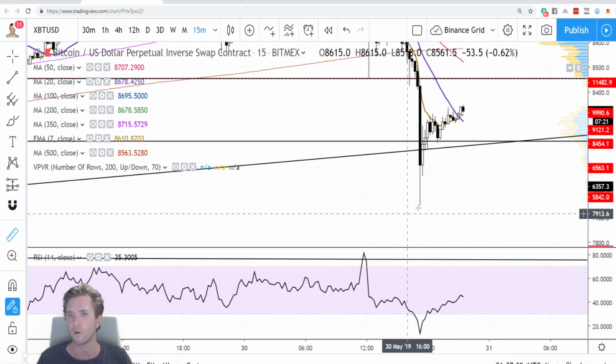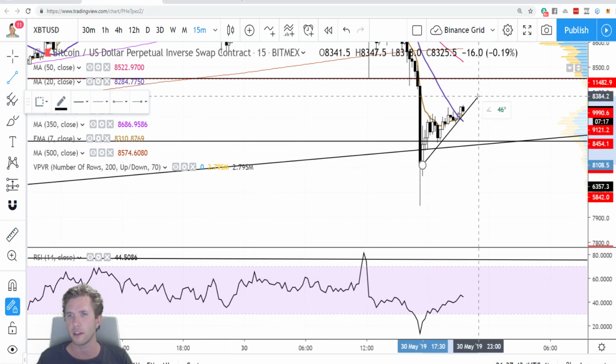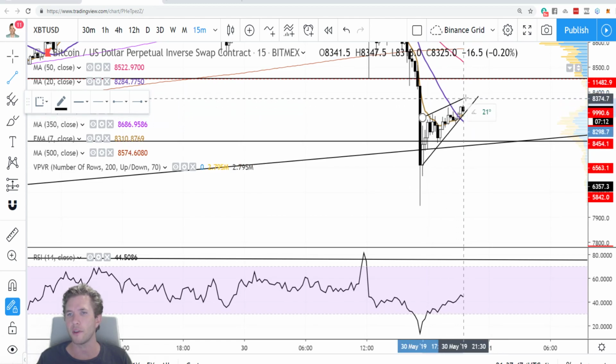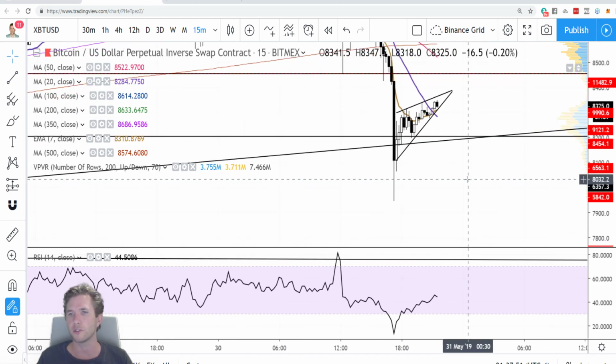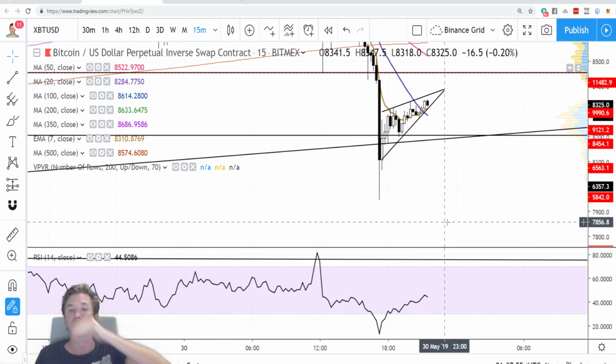If you're trying to hold through here and we break this trend line, for me, I don't want to be in this at all. I'm not in Bitcoin right now. I'm mostly in EOS, USDT, with like 30% of my portfolio, with a 2% stop.